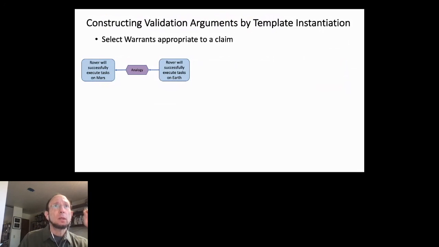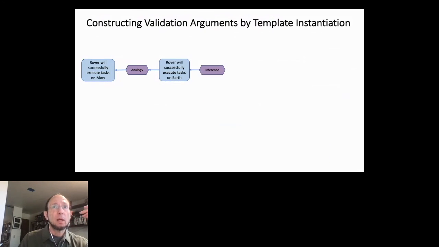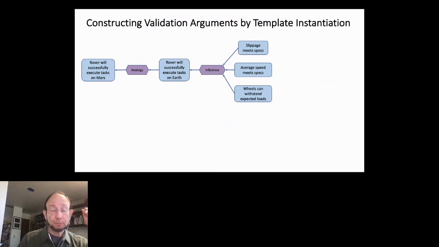Moving on to the next idea, constructing validation arguments. If we know something about the structure of arguments in validation, and we know something about the claims, we can build an editing system that helps you instantiate validation arguments. One thing we can do is select warrants appropriate to a claim. Here, I'd like to bolster my notion that the rover will successfully execute tasks on Earth. So I can go through the hierarchy of argumentation types and say, well, I think I can do that by analysis and by inference, some logical inference over a collectively exhaustive set of cases. So there's an inference, and the system can guide me through filling in a collectively exhaustive set of claims or premises for this particular warrant of inference that meet that templated form.